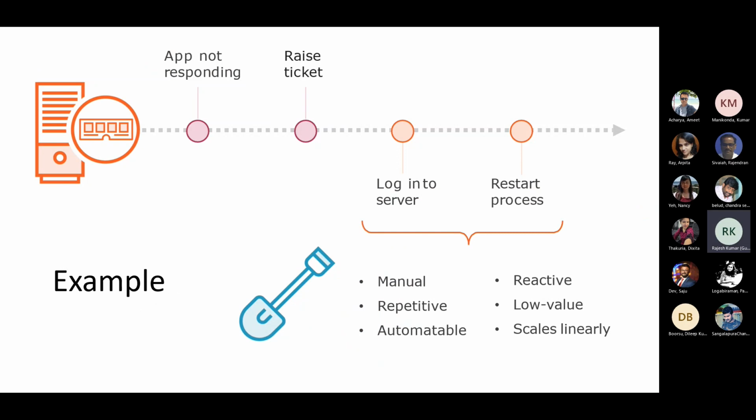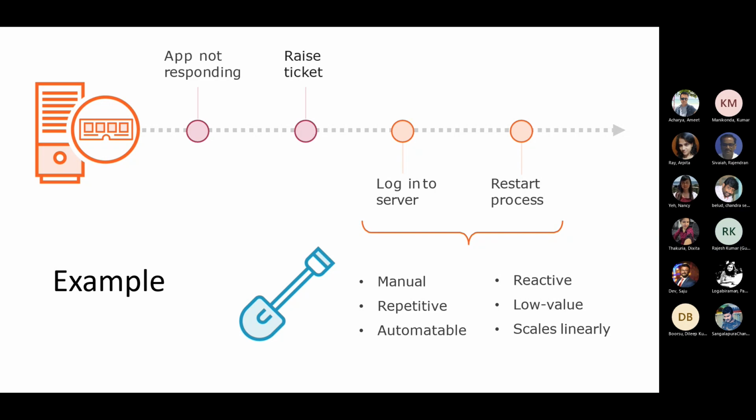So look at this example. Again, it's a use case, very simple to understand. Let's say your app is not responding, so you will do what? Raise a ticket. Think simple. That's a very important slide, actually. You have to change your mindset a little bit here. If your app is not responding, you will raise a ticket. Someone will log in to the server and do some manual, repetitive, automatable work. And what did you do? Restart the process and it starts working. Correct? Reactive, low value, scales linearly.